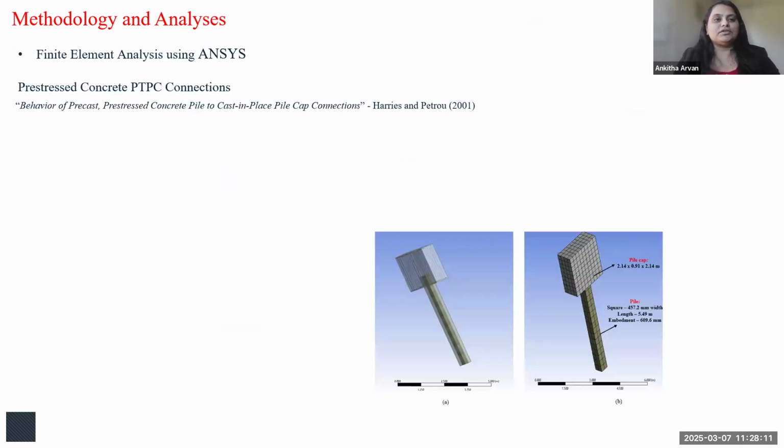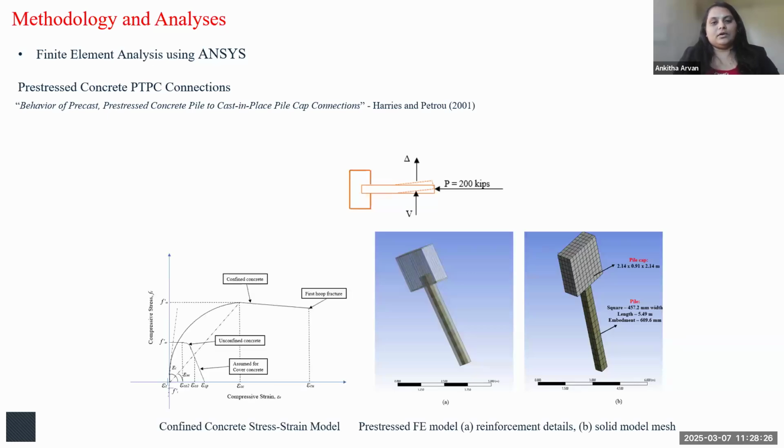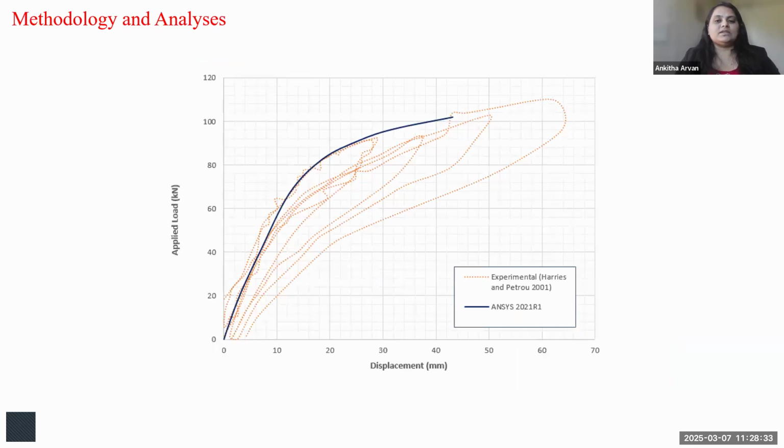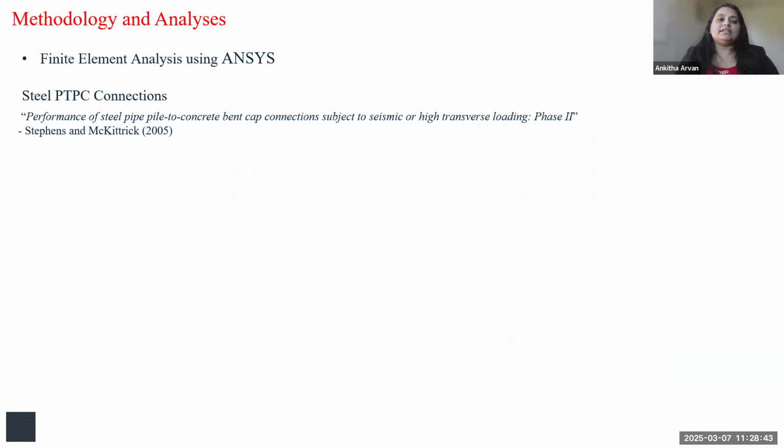Then, of course, I also worked on one of the papers of Harris and Petro, which showed the precast prestressed concrete pile to cast-in-place pile cap connection, as you see in the pictures here. This was also subjected to an axial load, and we were calculating the vertical displacement, and it had a confined concrete stress-strain model embedded into it. Once we had the analysis very close to the experimental, it was safe to use the numerical models. Then the same thing was repeated for steel PTPC connections as well.